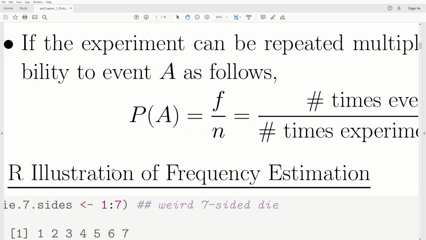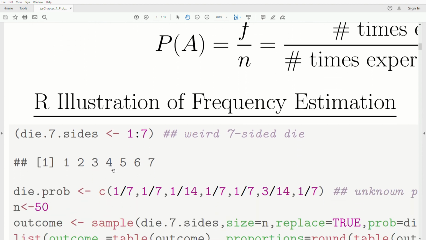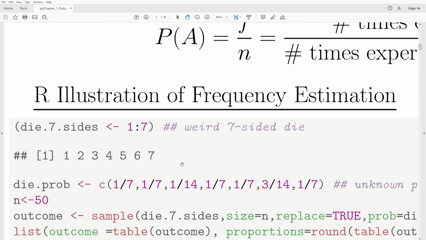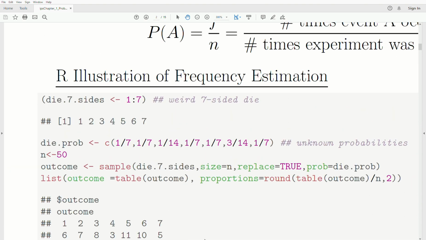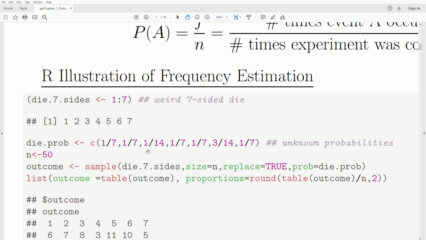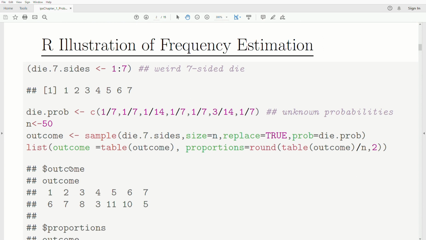Now, a quick illustration in R of this. Let's assume we have a weird 7-sided die, and so the outcomes are 1 through 7. We assign probabilities to each outcome of 1/7, 1/7, 1/14, etc. Now, these would be unknown in reality, so this is just a simulation. We're going to roll the die 50 times and look at the outcomes. We use the sample function in R to sample the numbers 1 through 7 with these die probabilities. And then let's look at the outcome.